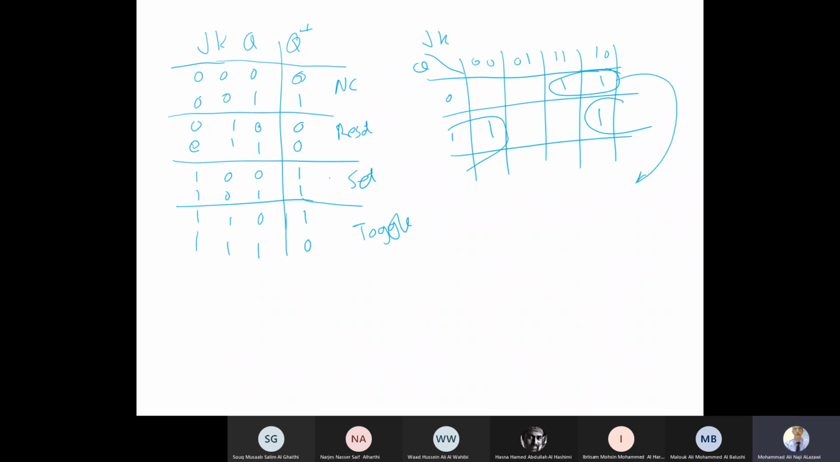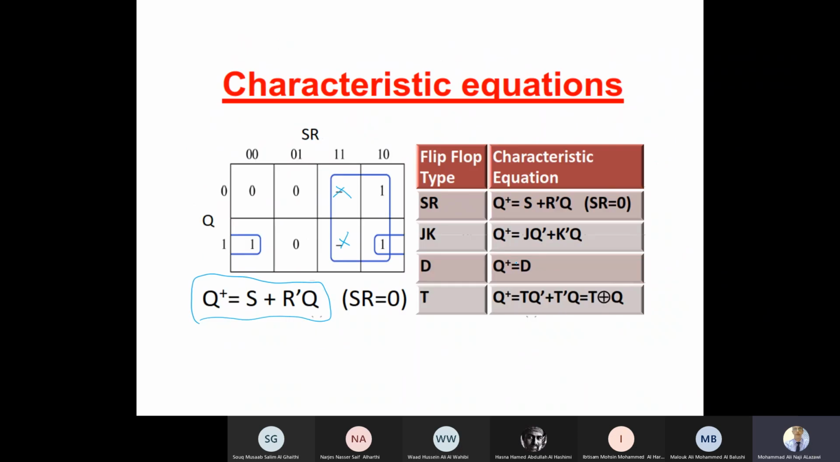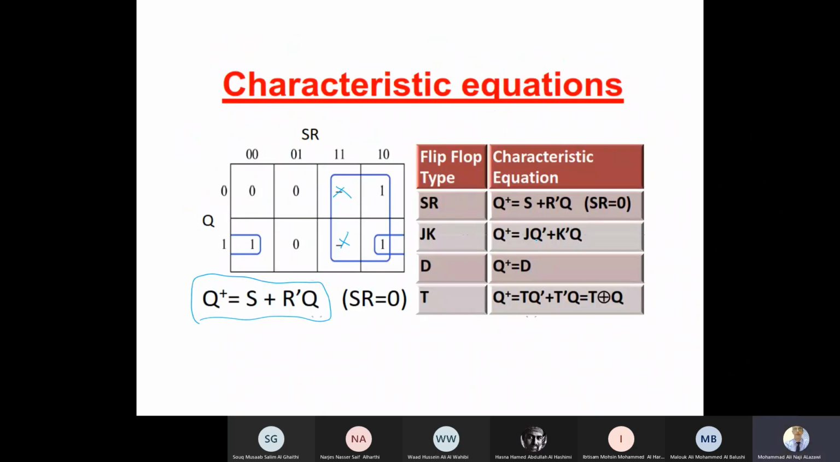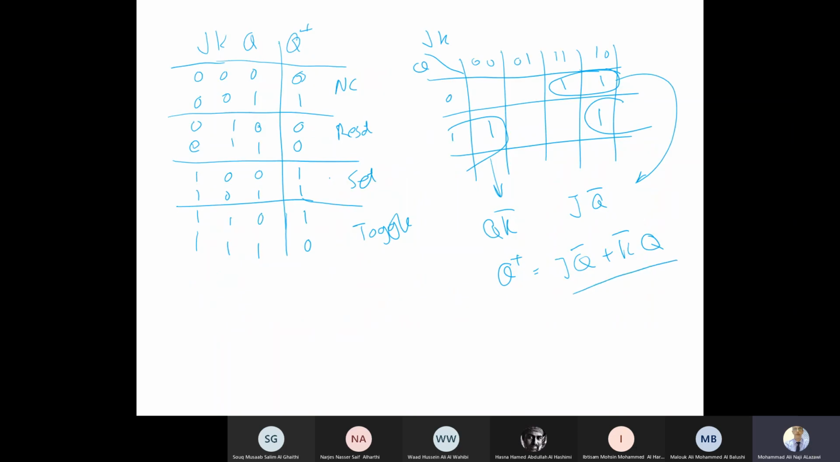From this, I can get Q prime J, right? So J is constant here. From here, I can get Q K prime. So I expect that Q plus is equal to J Q prime plus K prime Q. Let's see, where is it? We don't have it here. I think next. Yes, J Q prime plus K prime Q. This is the equation and how to derive it.